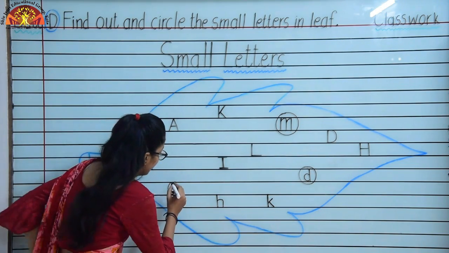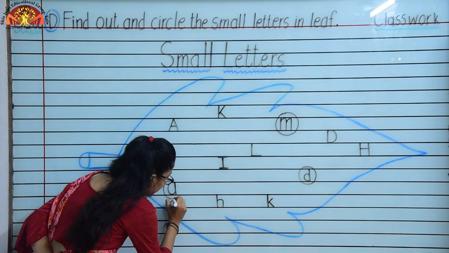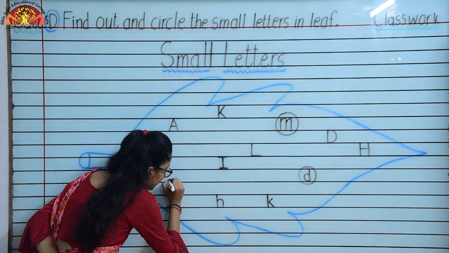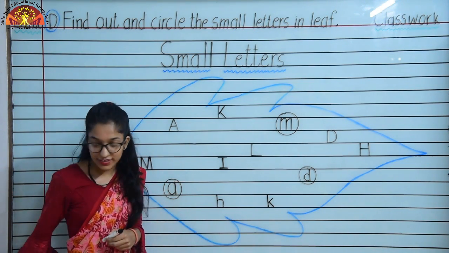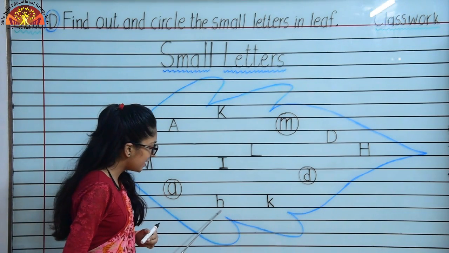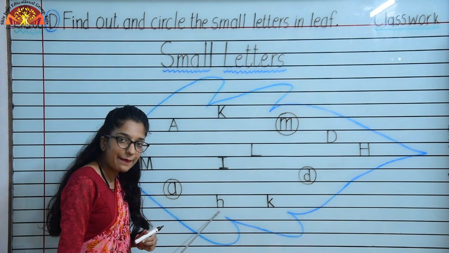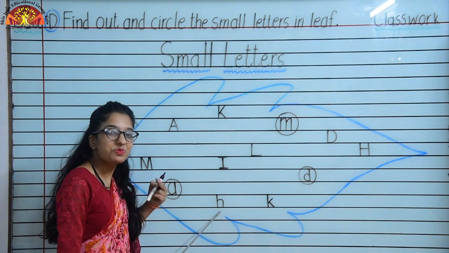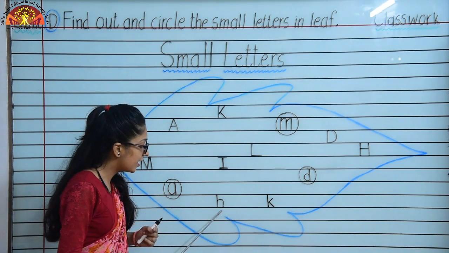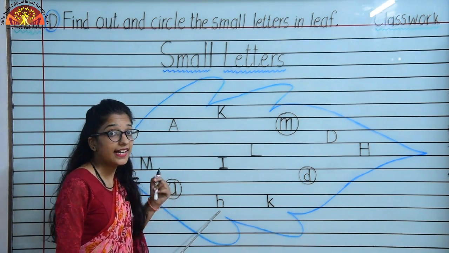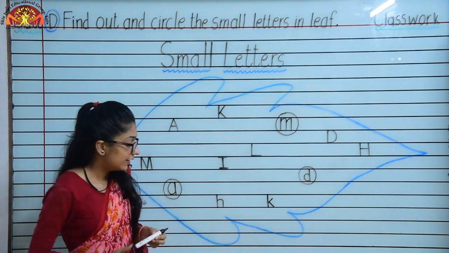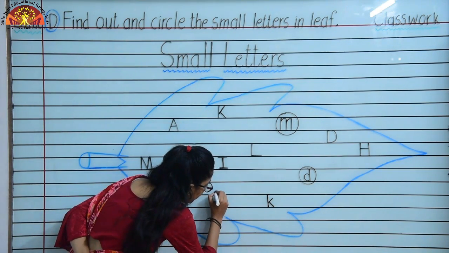Let's do like this. Okay. Now move to next one. Now tell me, this letter is small or capital? It's small. So we have to circle this small letter H. Okay. Let's do now.